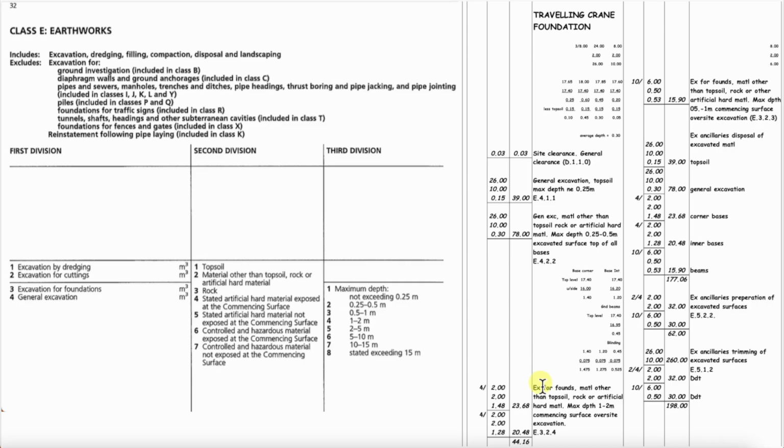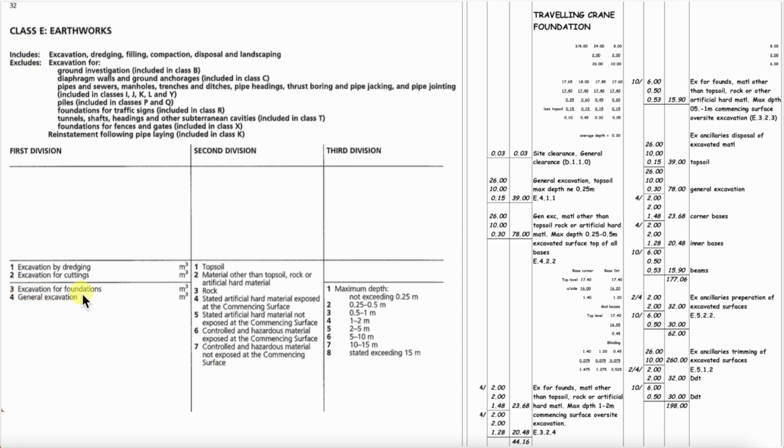We have the third one, excavation for foundations, material other than topsoil, rock or artificial hard material. This time the depth band is 1 to 2 meters, whereas that one was 0.25 to 0.5. The code is E.3.2.4, so let's check that out.